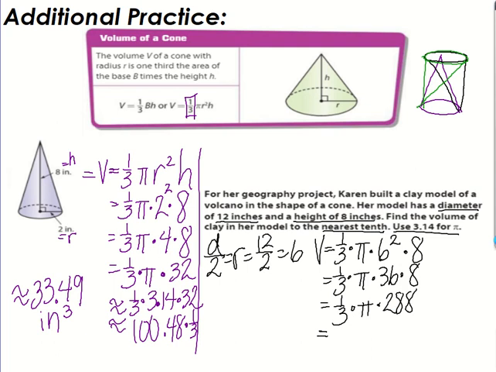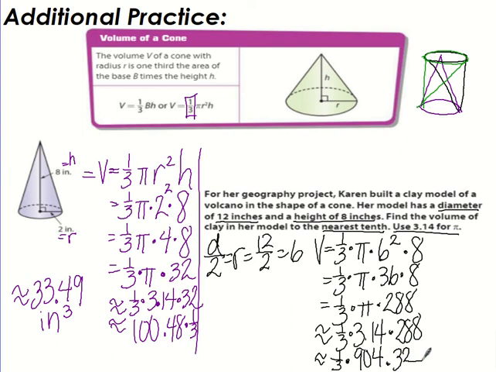This is where I'm going to have my about symbol because I'm going to change it and do 1/3 times 3.14 times 288. I'm going to take 288 times it by 3.14. We get about 1/3 times 904.32. And then this is where I'm going to divide by 3. And so I get my volume to be approximately, it does say to the nearest tenth, so 301.4 inches cubed. That's your final answer. So hopefully you got the same thing. Check me and let me know.